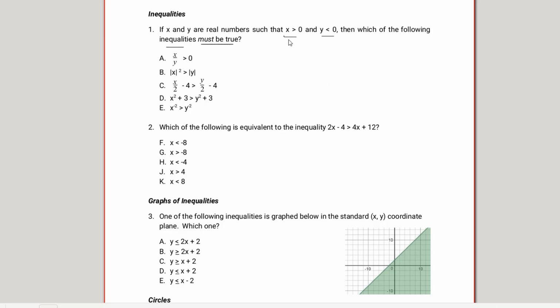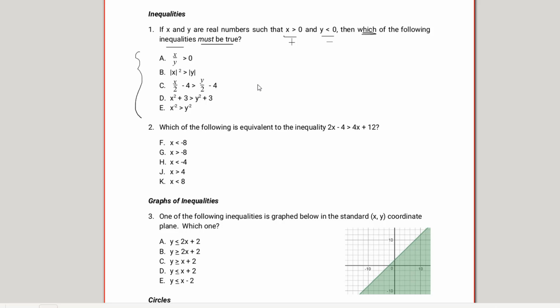So if they tell us that x is greater than 0, we know x is positive, and y is less than 0, y is negative. So let's just begin. This is a which question. So what that means is we have to look through our answer choices to determine which must be true. It's not like we can just work the problem and then match up our answer. We have to evaluate these.